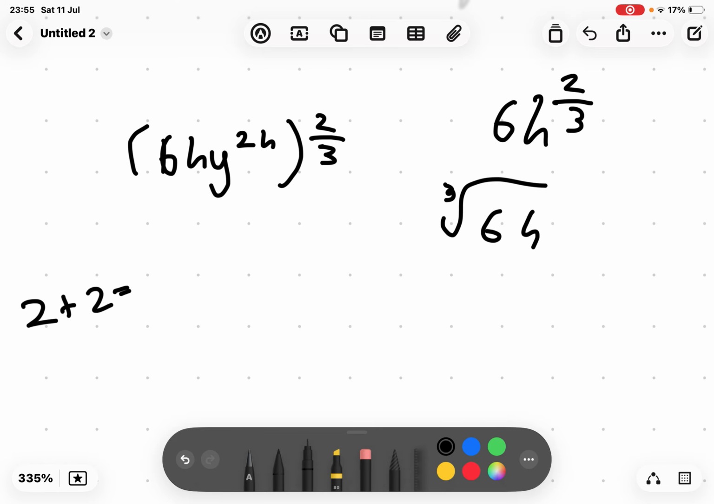64 divided by 4. Yeah, so this is equal to, wait, yeah, 4, and then 4 squared, because of this square, is equal to 16. So the answer is 16.